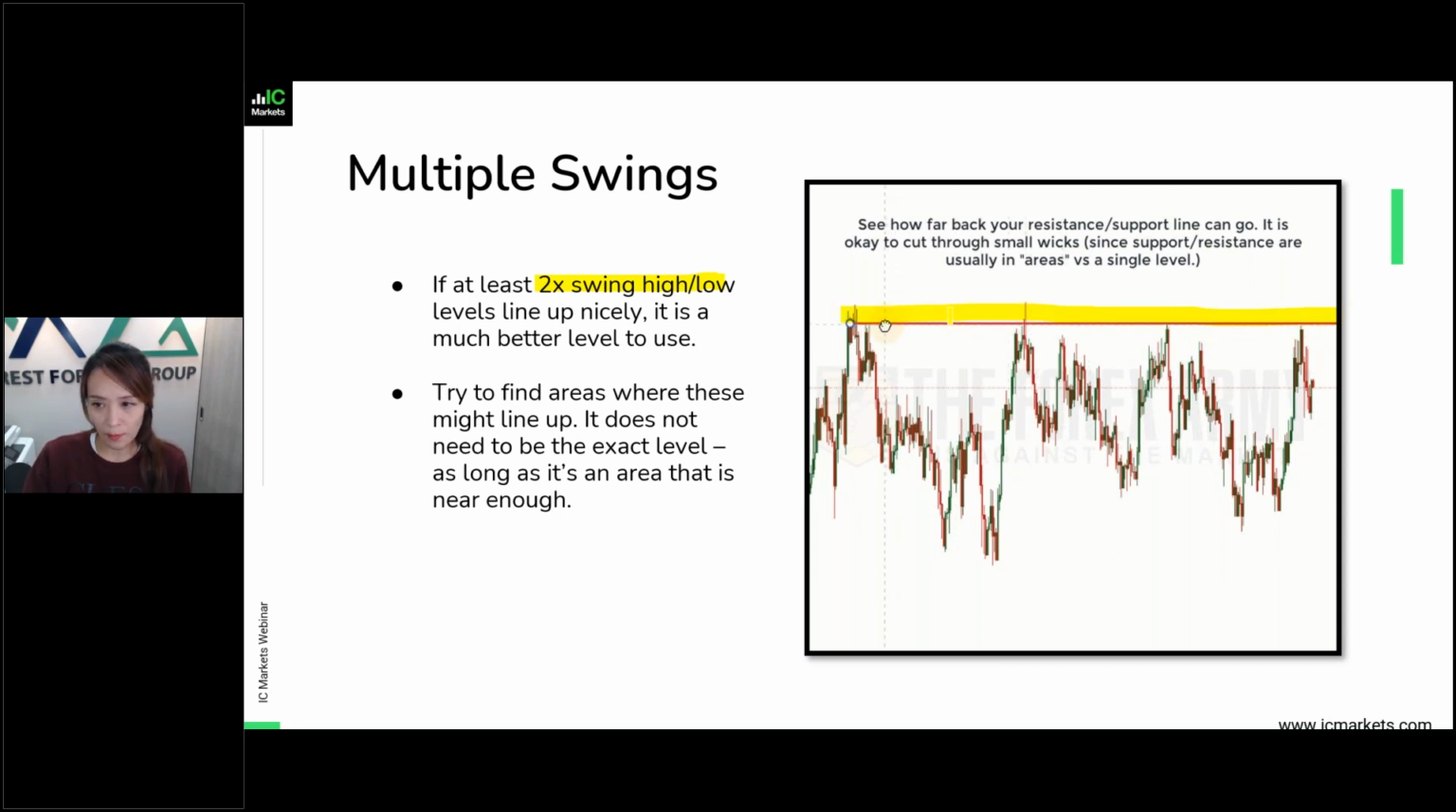So, for example, here they draw at the body, and then they highlight this zone, which is called the resistance zone. Try to find the area where those might line up. It does not need to be an exact level, as long as it's an area that is near enough.